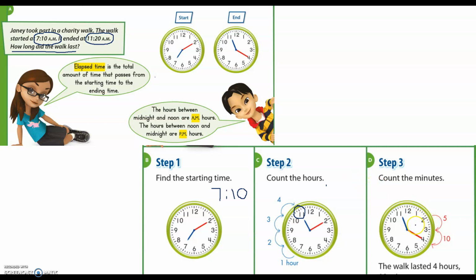So at 11:10, we need to make it to 11:20. So we can start by counting by fives. We know we need to go to the 4 for it to be 20 minutes after. We're starting at the 2. 5, 10. So 4 hours and 10 minutes is how long the walk lasted.